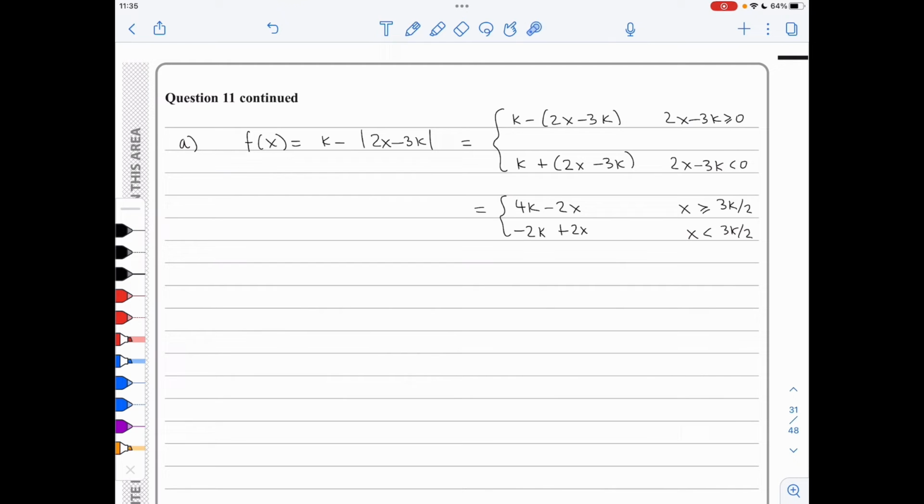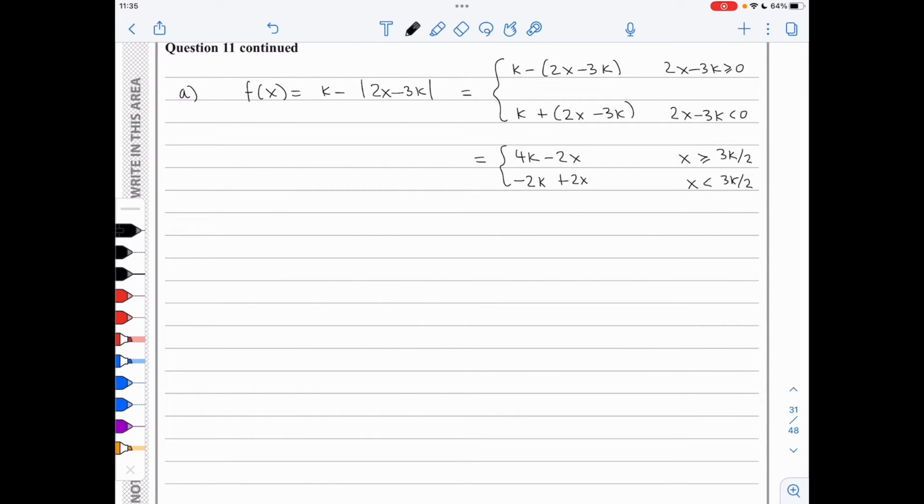Now obviously something magical happens at x is 3k over 2. We have the vertex, so our vertex is found at x is 3k over 2. This is the point at which this bracket is 0, and therefore f of x is k, so the y value will be k. So we can now proceed in sketching this graph.